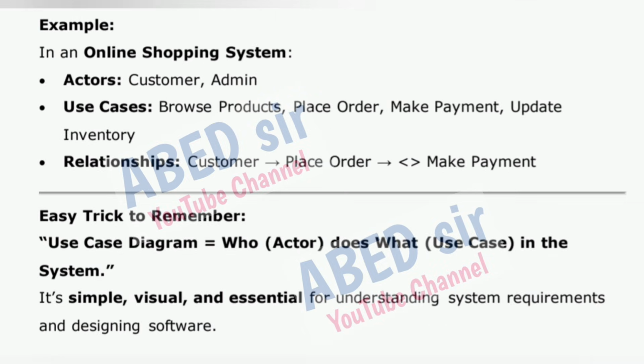Example, in an online shopping system, actors, customer, admin. Use cases, browse products, place order, make payment, update inventory. Relationships, customer, place order, make payment. Easy trick to remember. Use case diagram is equal to who, actor, does what, use case, in the system. It's simple, visual, and essential for understanding system requirements and designing software.